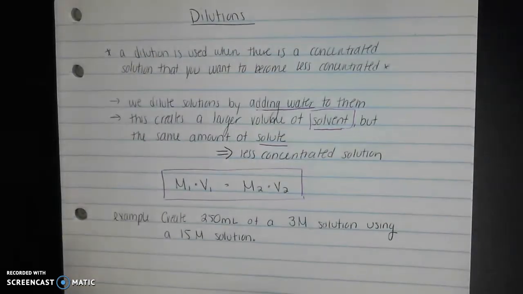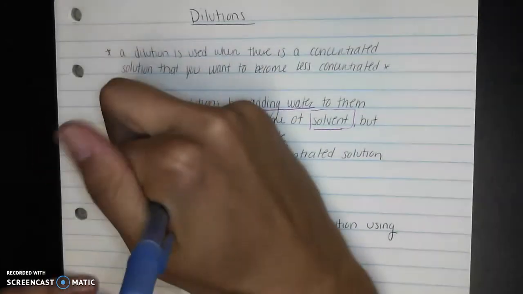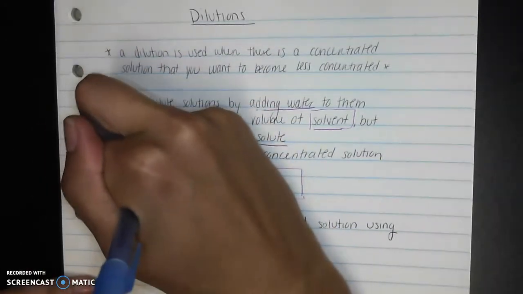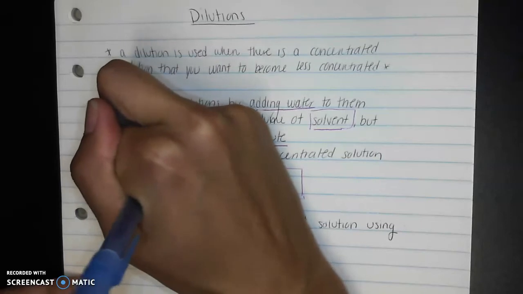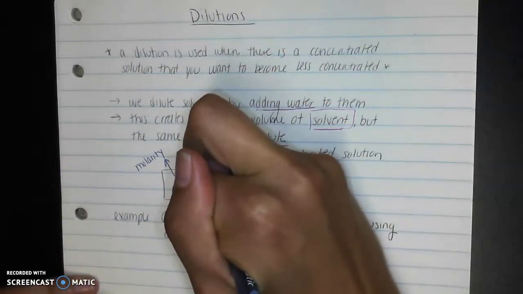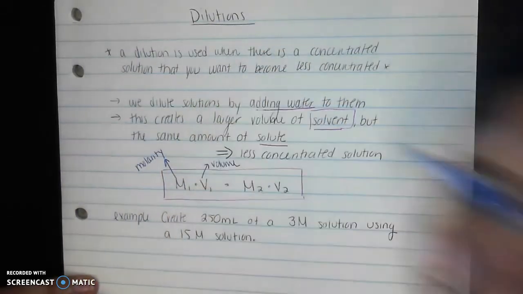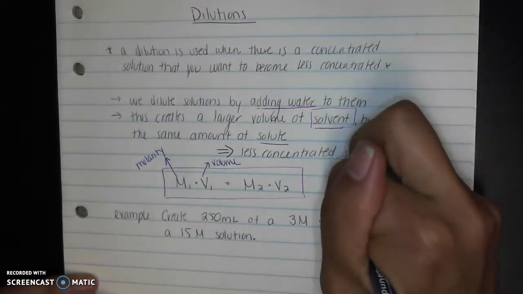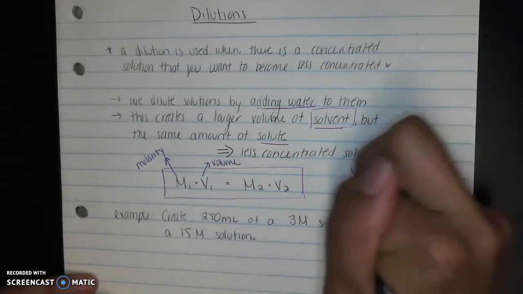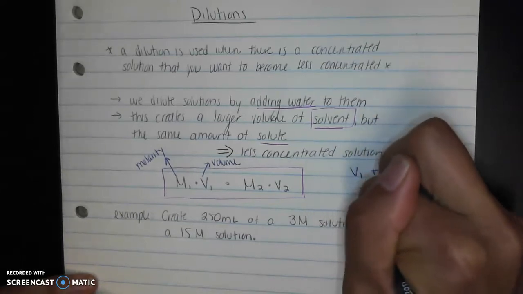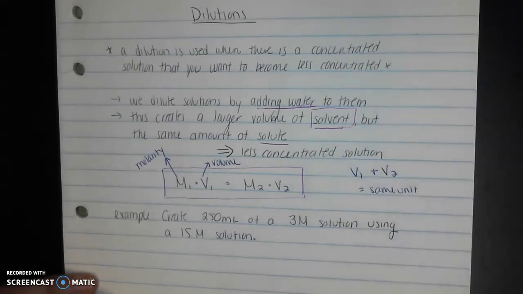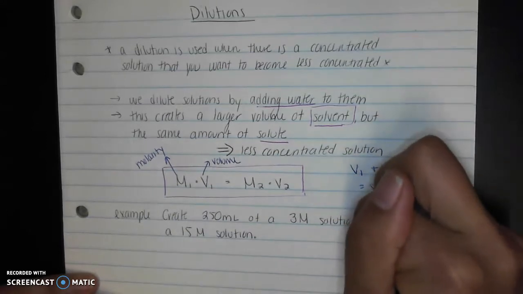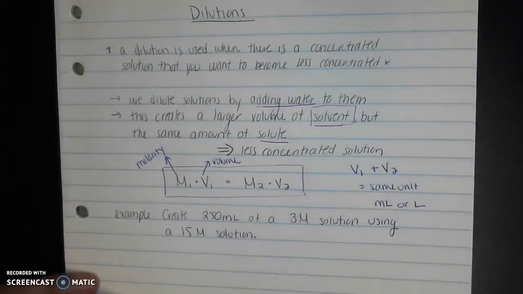M stands for molarity, so our concentration, and V stands for volume. Now, it doesn't matter the unit that volume is in, as long as V1 and V2 have the same unit. So our common units that we are going to see here are milliliters or liters. You just have to make sure that your V1 and your V2 are the same unit.